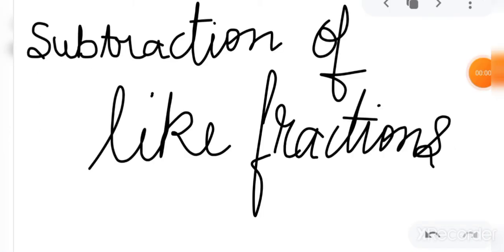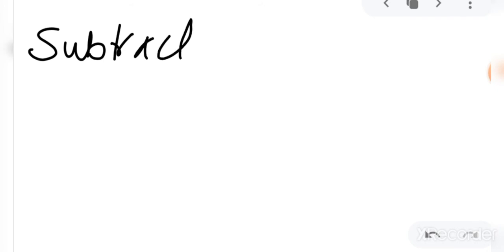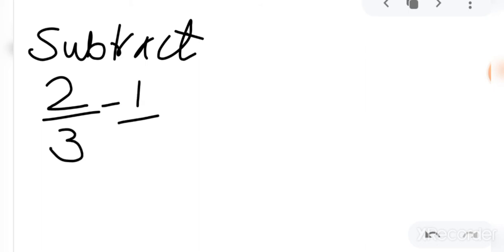Okay, students, our next topic is subtraction of like fractions. So we will do subtraction of like fractions. Let us take one example to solve the question. The example is subtract. The question is subtract 2 by 3 minus 1 by 3.